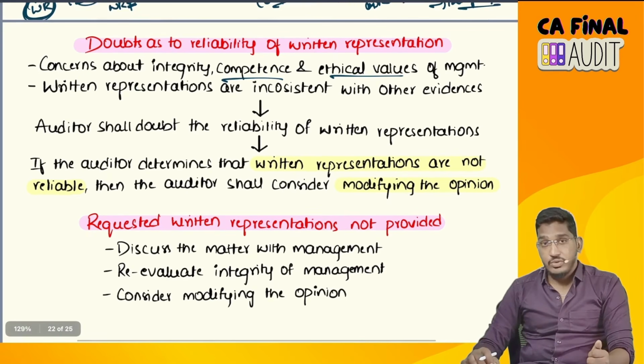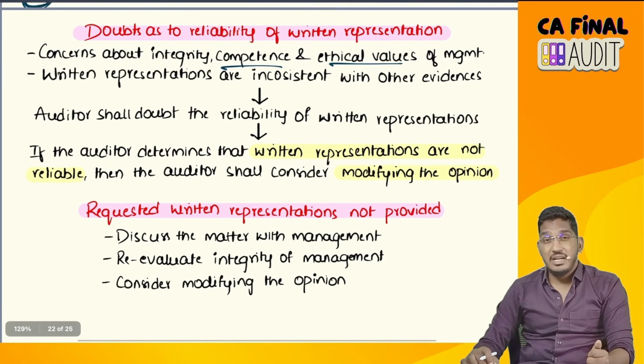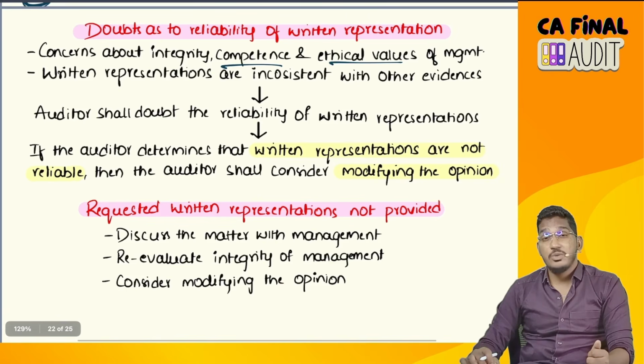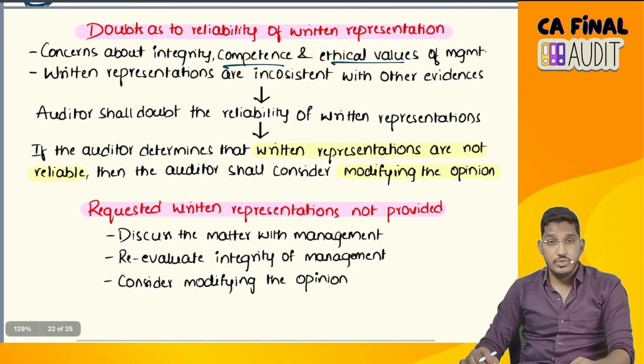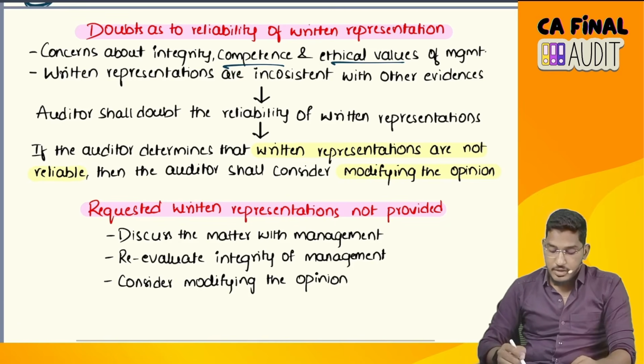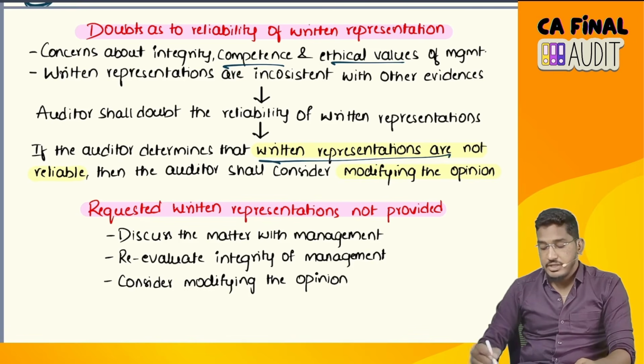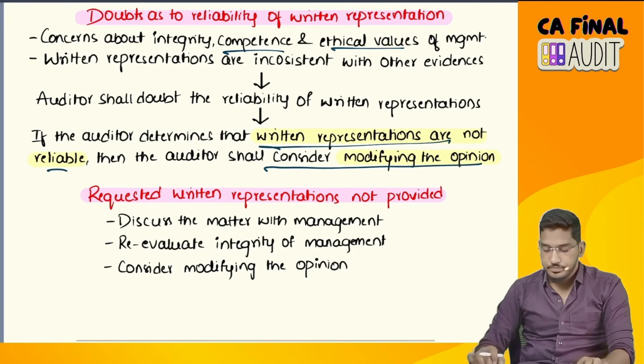then I need to reassess my risk of material misstatement and consider the implications on my auditor's opinion. Even here the standard has told you to go to the extreme and give a disclaimer of opinion. Even the standard has asked you to give a disclaimer of opinion if you have finally decided that written representations are not reliable. So if the auditor determines that written representations are not reliable, then the auditor shall consider even modifying the opinion. Generally, a disclaimer he will give. Extreme you have to take.